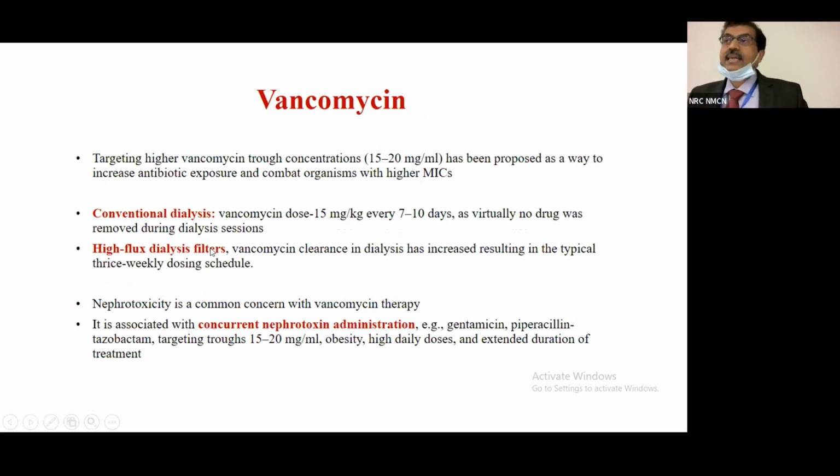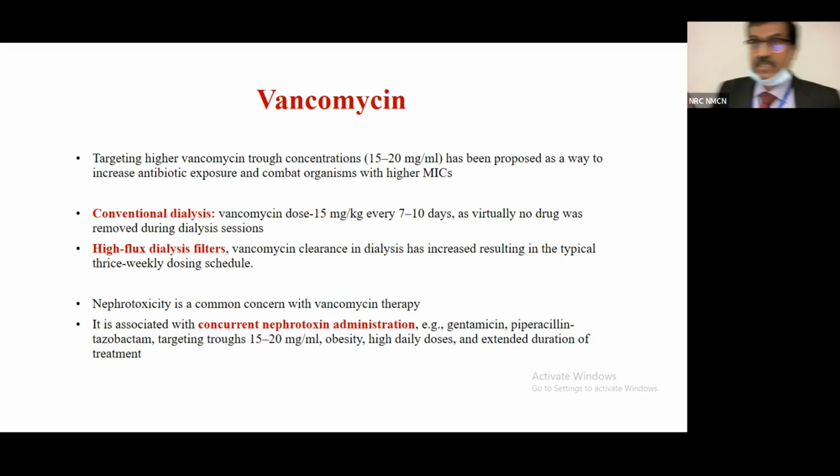Other important drug, it is very convenient for us to use in dialysis patient. Once you give this drug, you can forget giving it for 7 or 10 days. If GFR is less than 10, you can give single dose. You can forget about the 7 or 10 days, and then you can repeat after 7 or 10 days. But that is with the conventional dialysis.